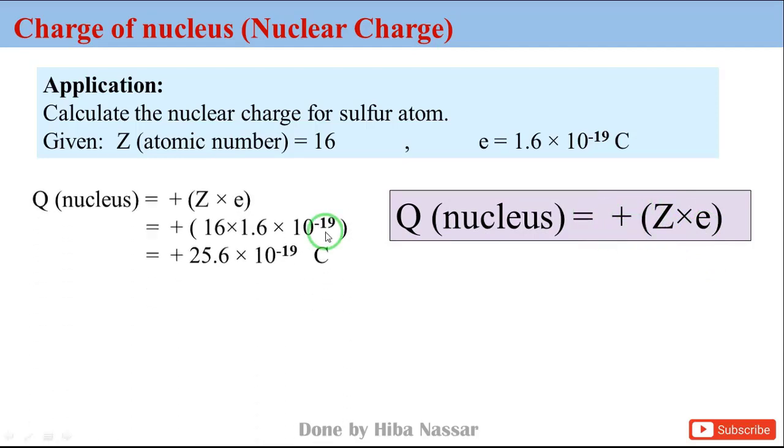So just substitute the given. You have the atomic number here, it's equal to 16, and you have the elementary charge. So we find here that the total charge of the sulfur atom nucleus is equal to plus 25.6 times 10 to the power minus 19 coulomb.